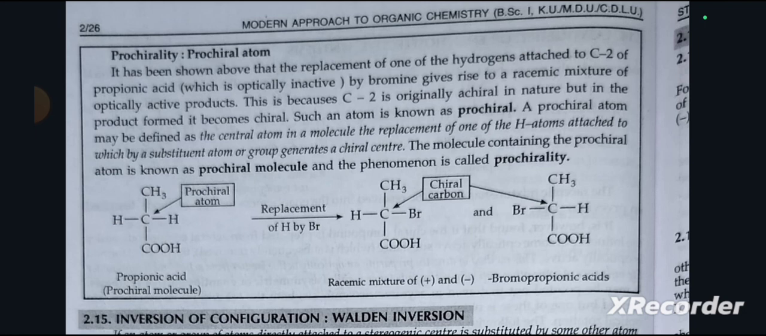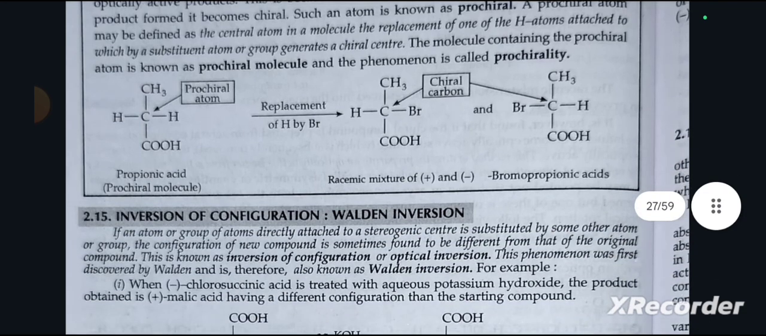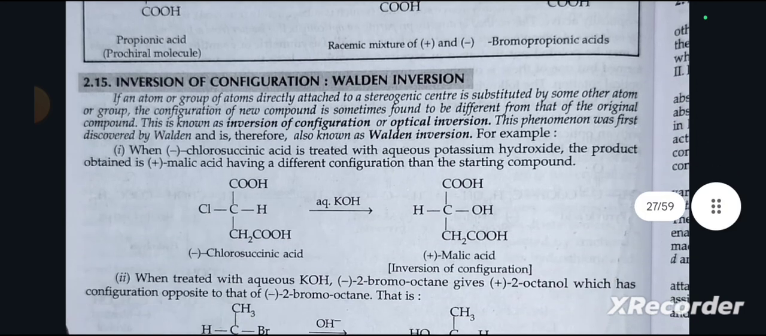A prochiral atom may be defined as the central atom in a molecule, the replacement of one of the H atoms attached to which by a substituent atom or group generates a chiral center. The molecule containing the prochiral atom is known as a prochiral molecule, and the phenomenon is called prochirality. CH3CH2COOH, propanoic acid, prochiral molecule, in presence of replacement of H by Br gives CH3CHBrCOOH, chiral carbon, and a racemic mixture of plus and minus 2-bromopropanoic acid.